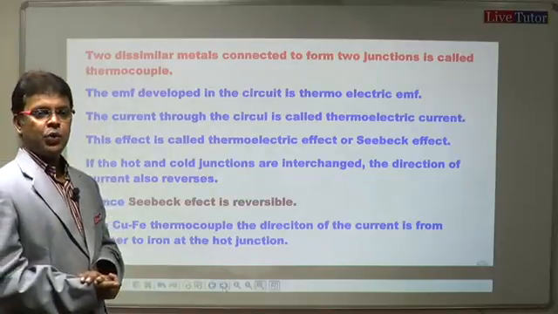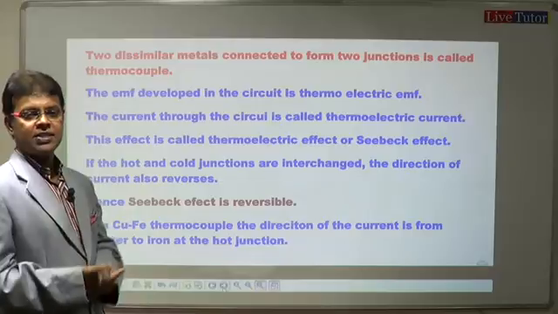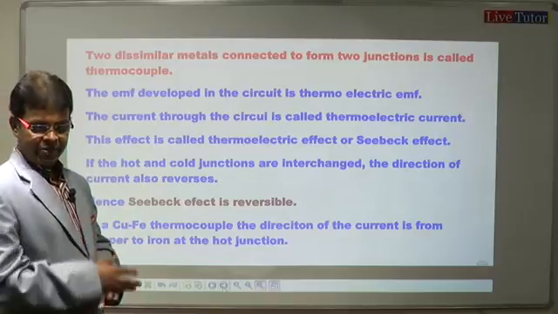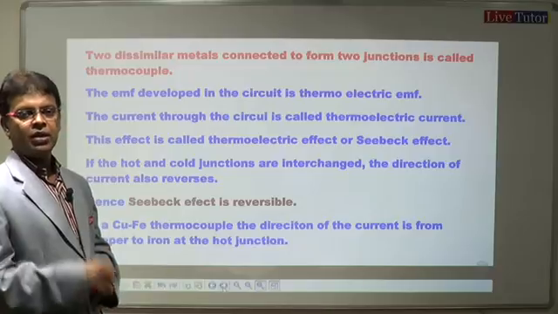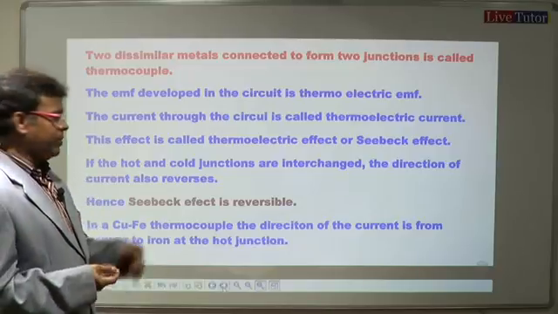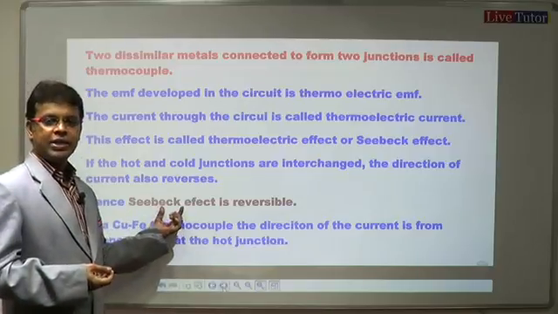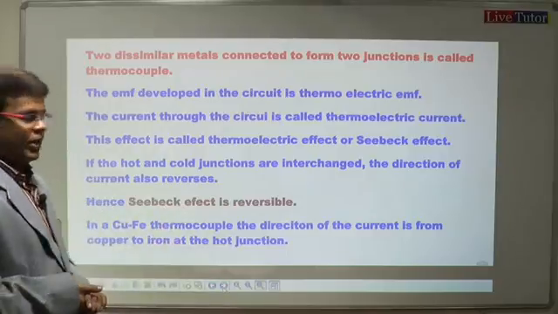Multiple choice la kekkalam. Which one of the following effects is reversible? Seebeck effect or Peltier effect or Thomson effect? Appdin keppanga. Or none of this. Ana nyama vechukka enna pannom? Seebeck effect is reversible. Right?